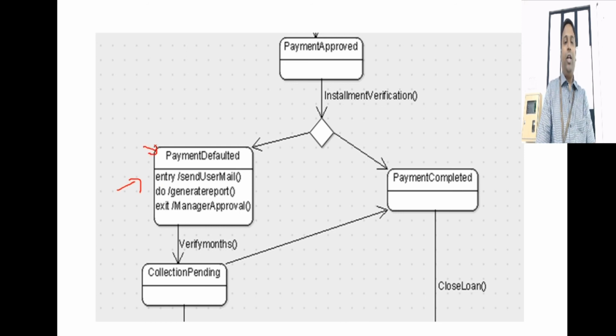When he moves to this particular state, the entry send user mail method is invoked. Automatically, a mail will be sent when he enters into that state. What we can do without transiting state is generate report. This method will generate a report, but it will not really impact the state of this particular object. Exit is, it will move this state from here to here, but that should be done before exit of the state.